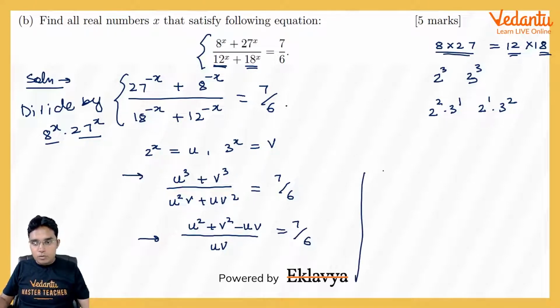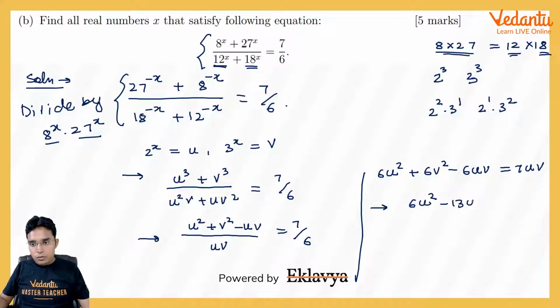Now doing cross multiplication, 6 into u square plus 6 into v square minus 6 into uv is equal to 7 into uv. This will give you a quadratic in uv. So 6u square minus 13uv plus 6v square is equal to 0. If you solve it, you get 2u minus 3v as one factor and 3u minus 2v as another factor. You can check. Yeah, I think it is correct.